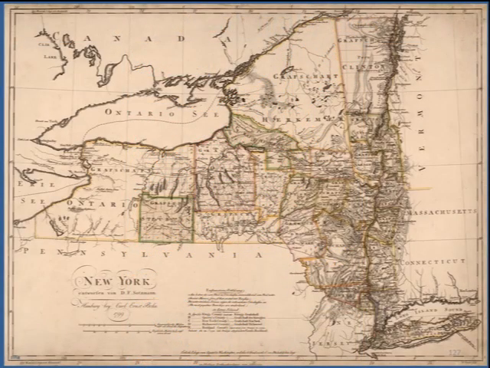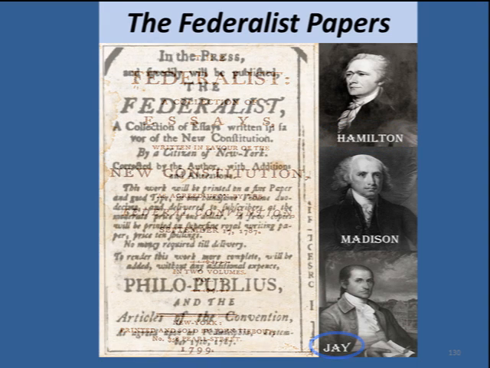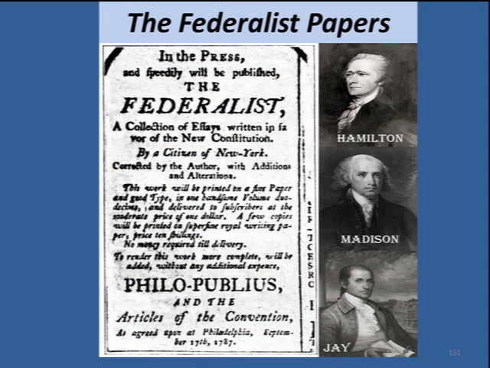In New York, anti-Federalist feeling was very strong. In response, James Madison, Alexander Hamilton, and John Jay wrote the Federalist Papers. The Federalist Papers is a collection of 85 essays that explain the new Constitution, the form of government it sets up, and the system of checks and balances. Although Madison, Hamilton, and Jay wrote all the essays, most were published anonymously under the name Publius.